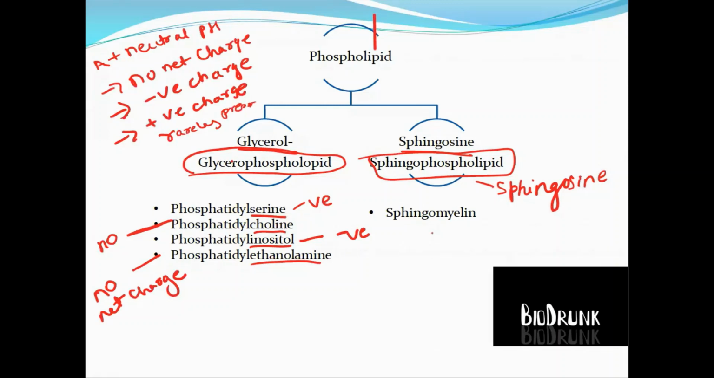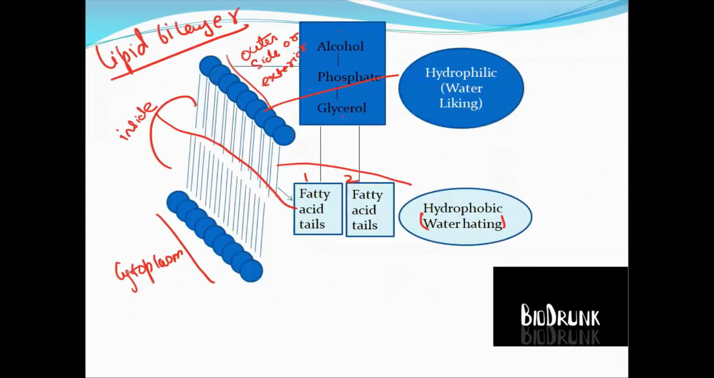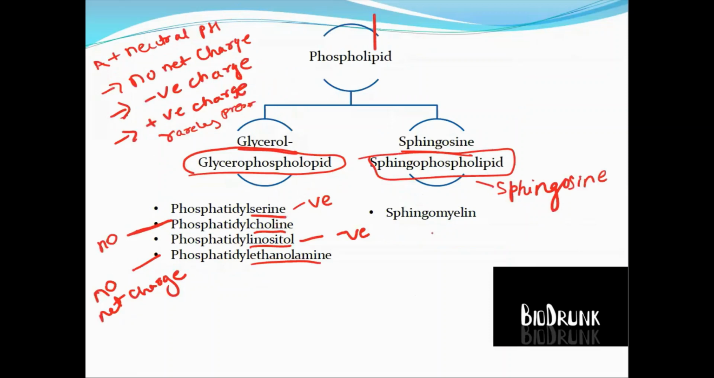So, till here, we understood most of the topics. We started with the different types of lipids, and then the lipid bilayer, which concludes our topic, what is lipid bilayer, and how it differs. If the lipid has glycerol, it forms glycerophospholipid. If it has sphingosine, it forms sphingophospholipid.